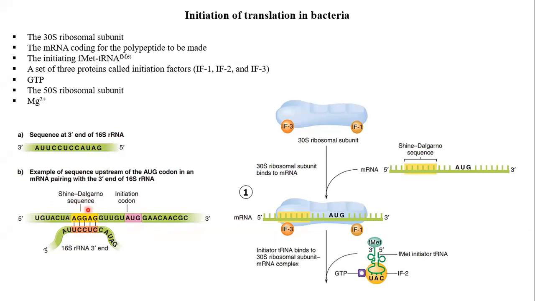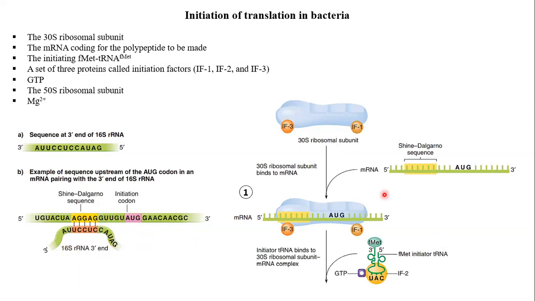So this purine rich SD sequence forms complementary base pairing with the 16S rRNA at the 3' end, which is pyrimidine rich. So the purine rich SD sequence forms complementary base pairing with the pyrimidine rich 16S rRNA, and this interaction is very important for positioning mRNA correctly on the 30S ribosomal subunit.